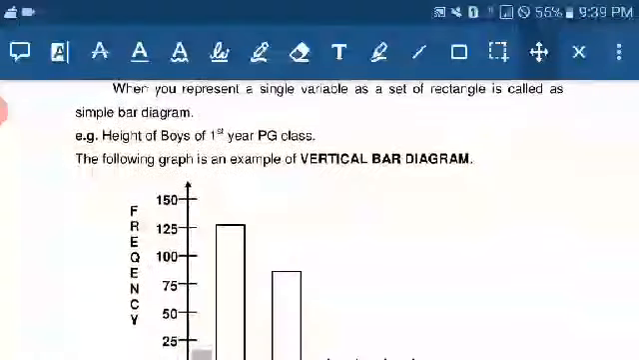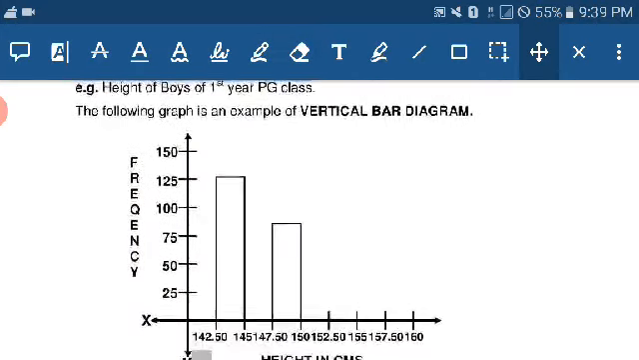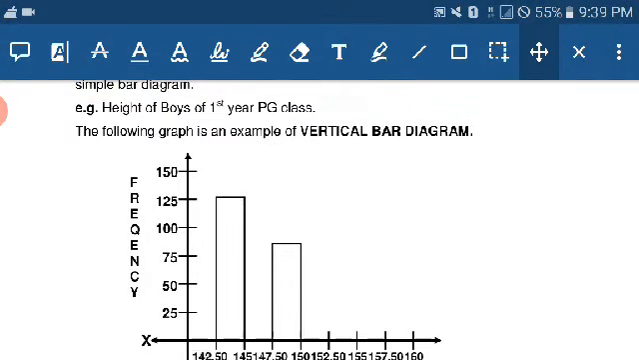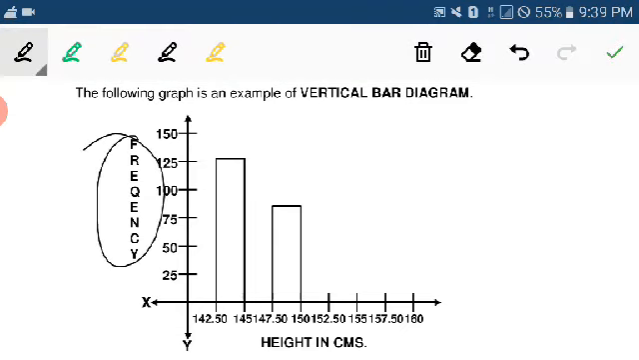Simple bar diagram: when you represent a single variable as a set of rectangles, it is called a simple bar diagram. The example: height of boys in a first year PG class. The following graph is an example of a vertical bar diagram. The frequencies are mentioned on the y-axis and the variables are mentioned on the x-axis.